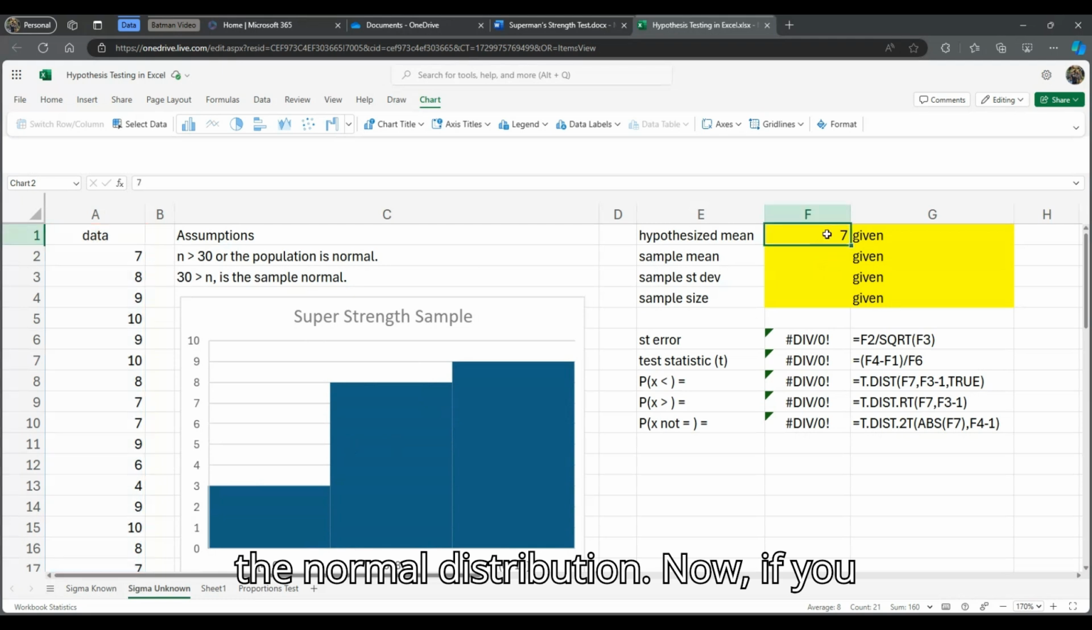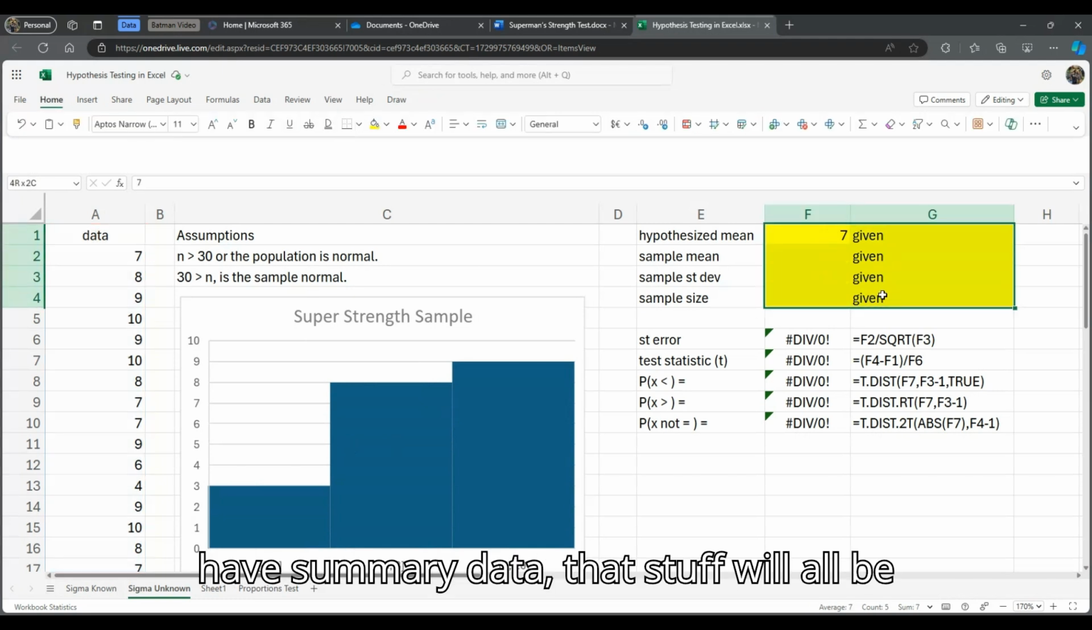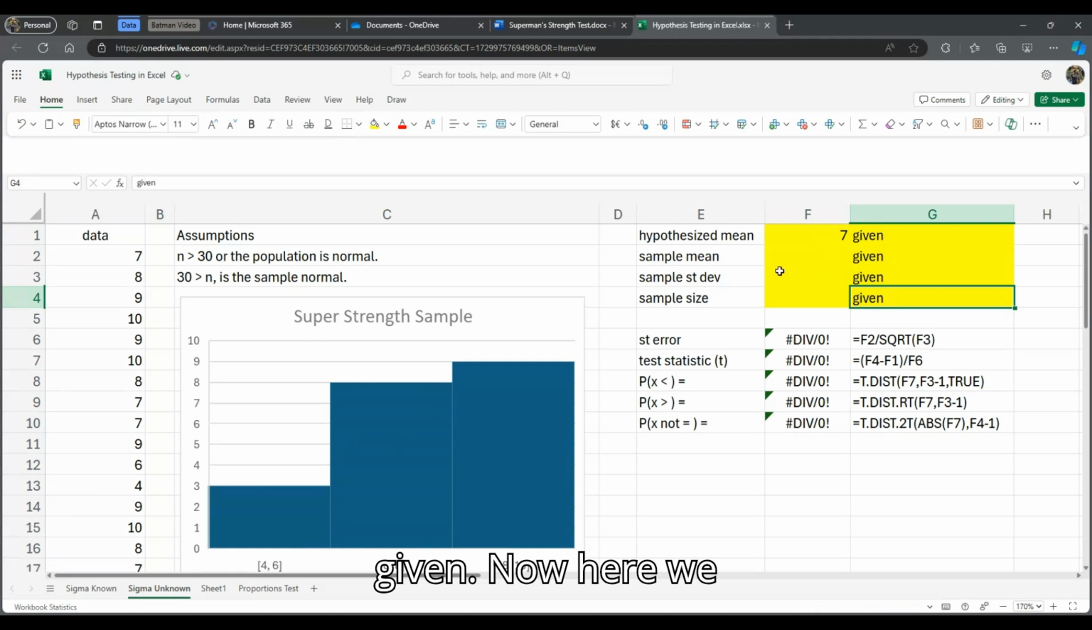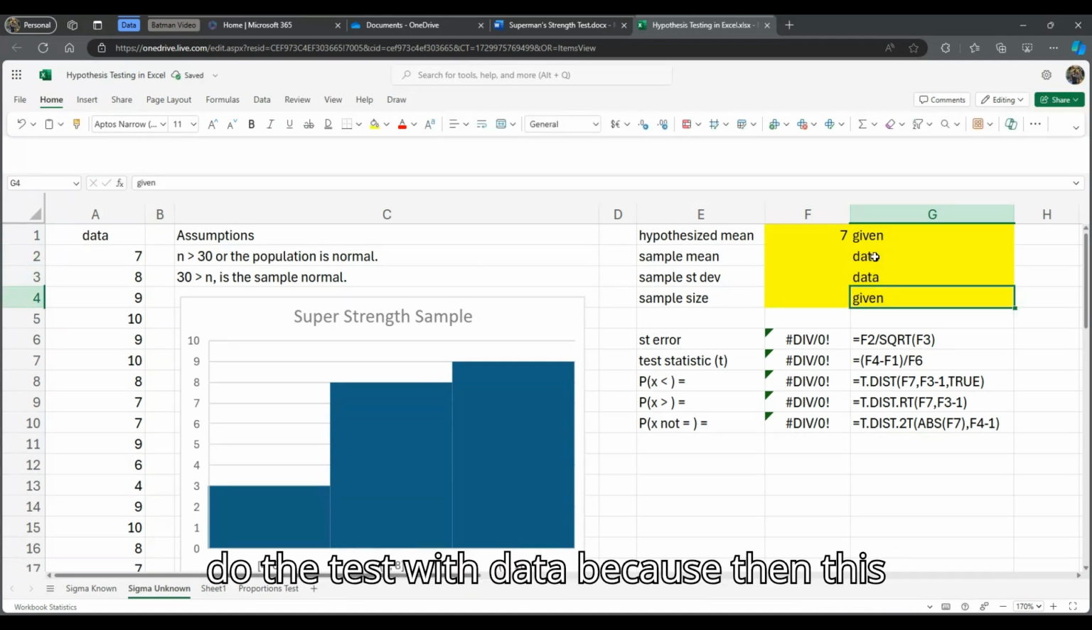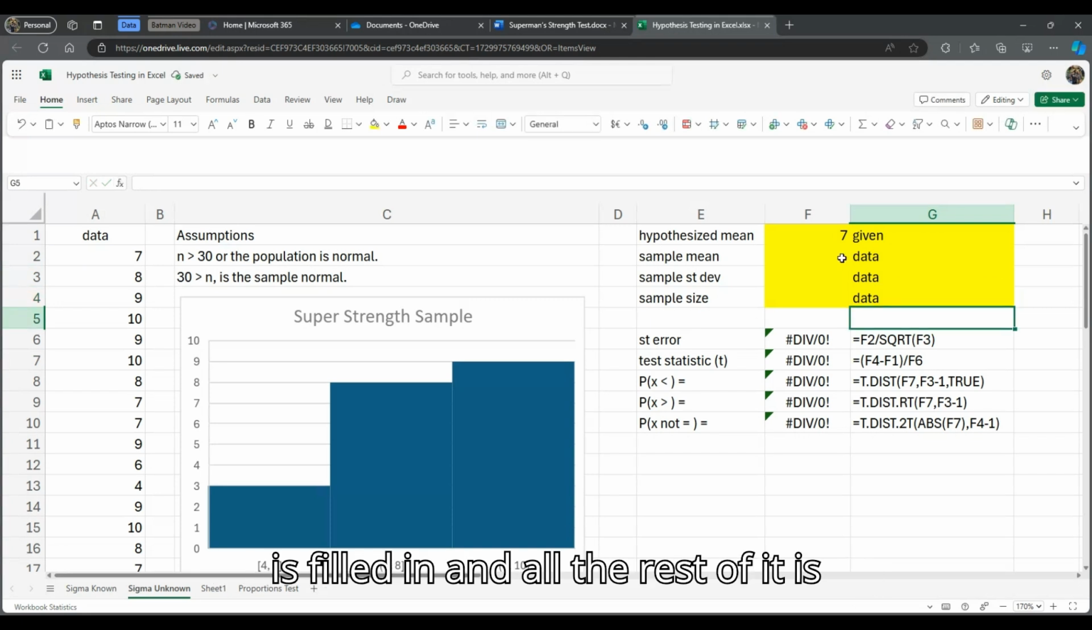Now, if you have summary data, that stuff will all be given. Here we have data, and I want to show you how to do the test with data, because then this is filled in and all the rest of it is the same.